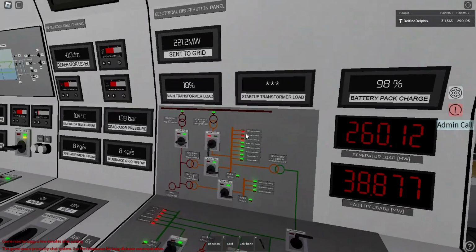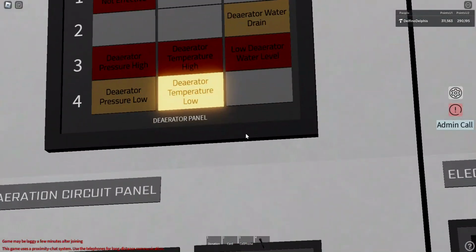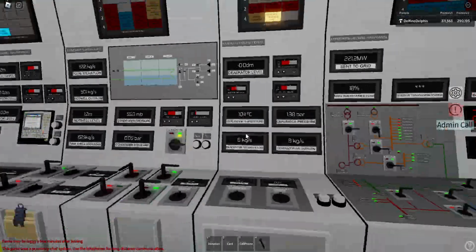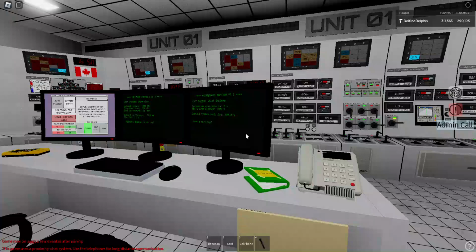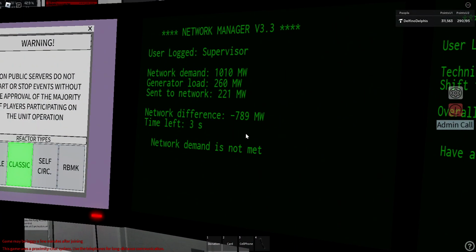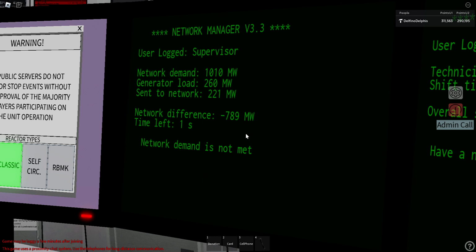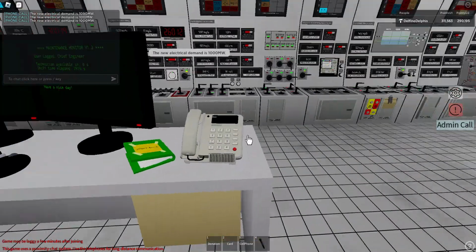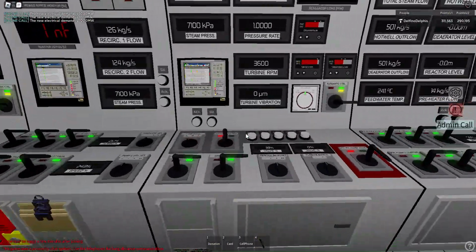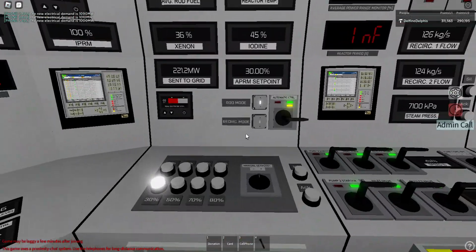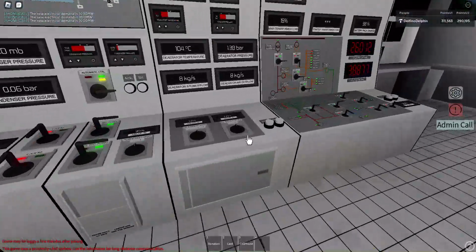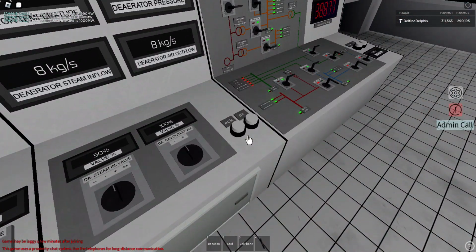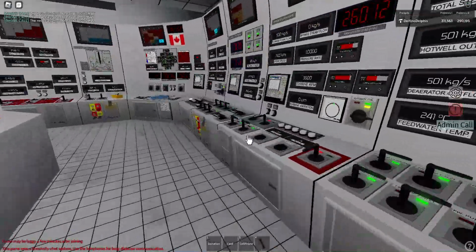Okay, so the temperature is a bit too low, but we'll be going up now. Yeah, so there's a new demand coming. It's almost the same, 1000 megawatts. Okay, and as you remember what I told you, at higher powers we want to use recirculation instead.